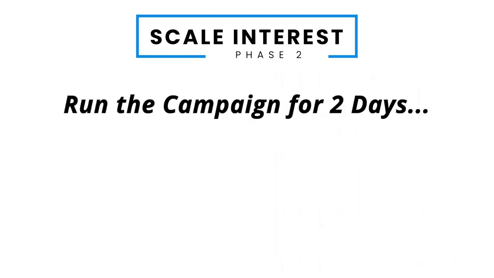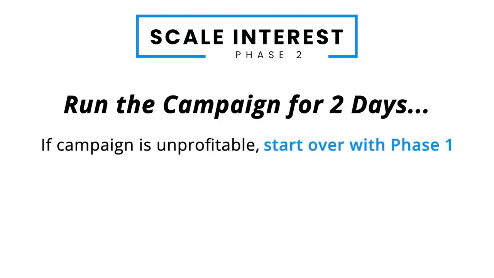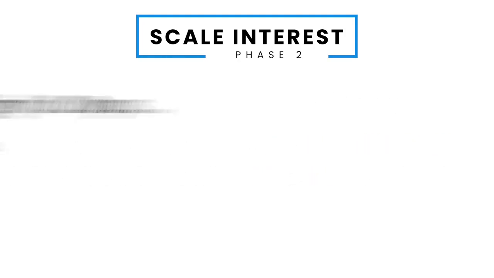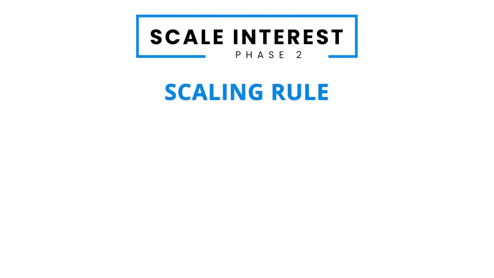Run the CBO for 2 days, and again, you want to keep a close eye on your creatives and audience. If it's unprofitable and the other metrics don't look good, then you should restart with phase 1 using new creatives. If it stays profitable, you can try scaling by using our scale rule. We'll be using this scale rule for the rest of our phases, so keep this in mind.